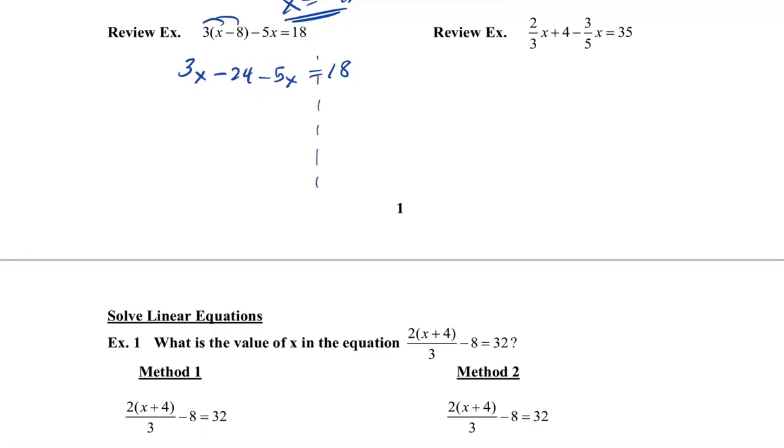Next, we want to add like terms on either side. So on this left side, I can add like terms. I got 3x minus 5x, which is negative 2x, minus 24 equals 18. Right, now it's this two-step equation.